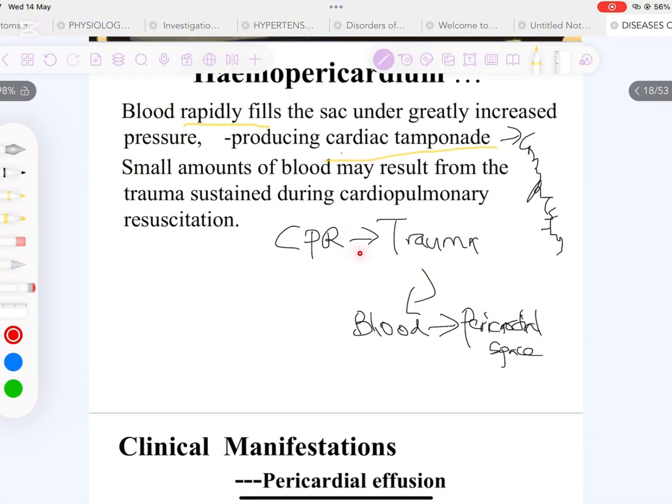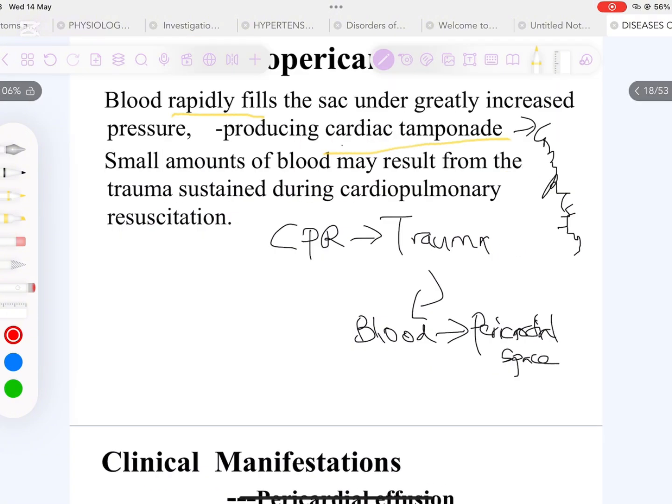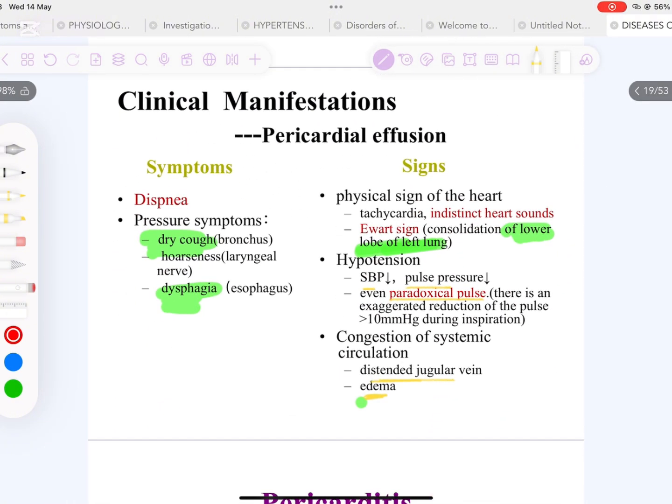And then if they are doing CPR, you have to be careful, because CPR can cause small trauma, and blood will now be in the pericardial space. So small amounts of blood result from trauma sustained during CPR. So you have to be careful doing CPR, because you can also lead to hemopericardium. You want to save someone's life, and the person now has hemopericardium.